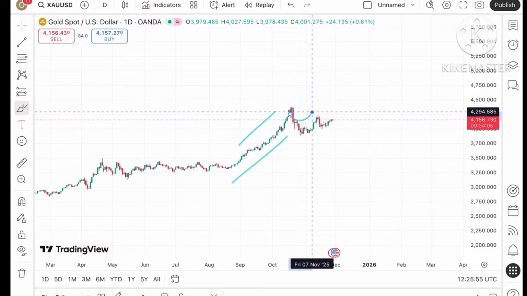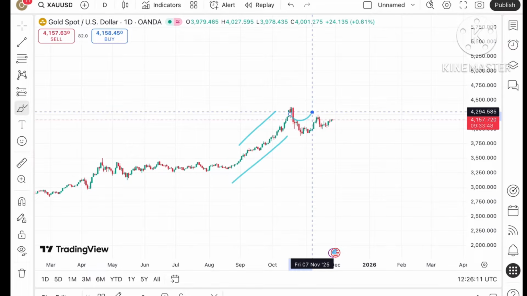Going on the technical side, I'll show you a few supports and resistances on the daily chart, then the 15-minute chart and 2-hour chart, and finally the weekly chart, where you'll understand how the trend is per week.